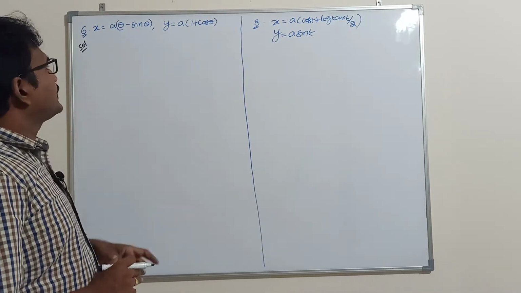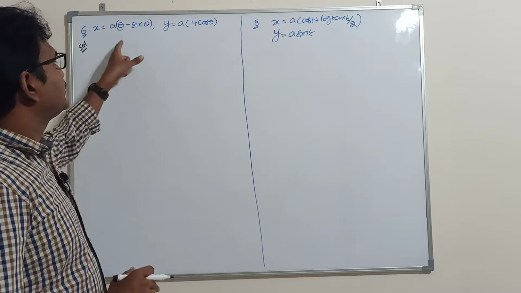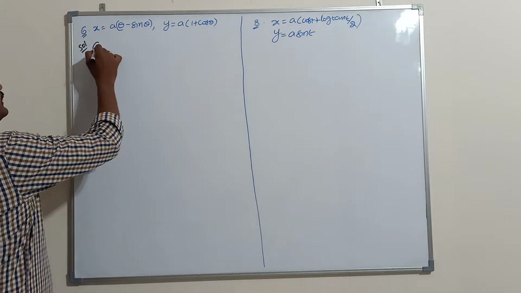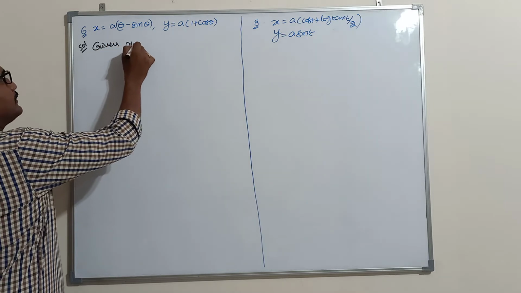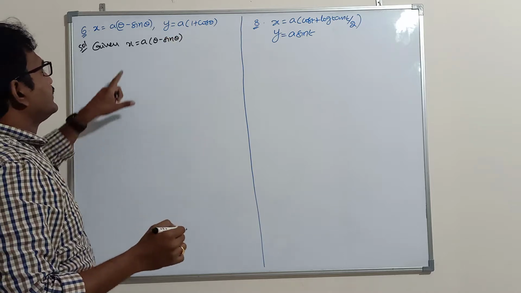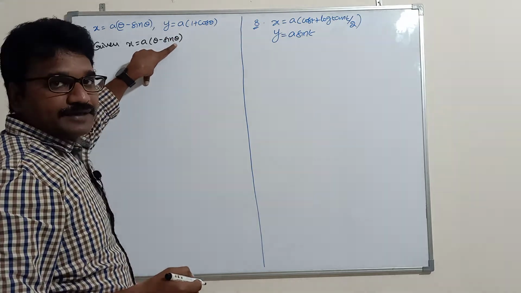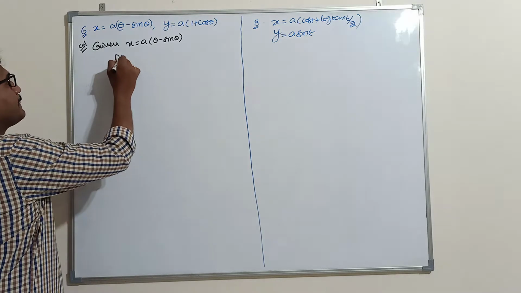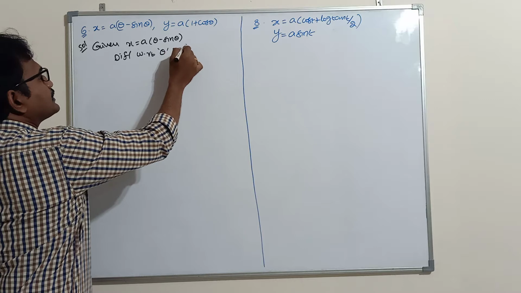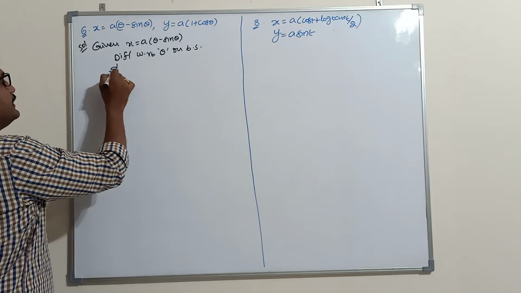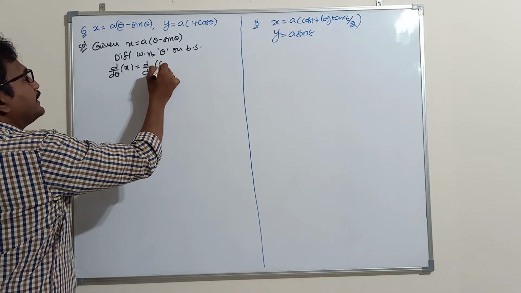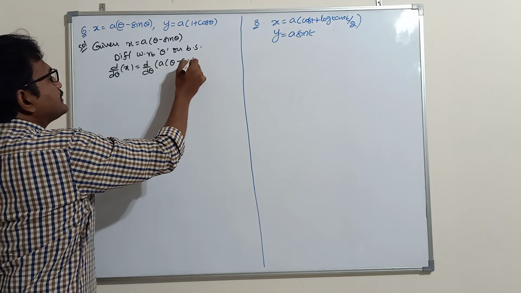Next, the sixth problem: x is equal to a into theta minus sin theta, y is equal to a into 1 plus cos theta. Given x is equal to a into theta minus sin theta. Here the equation x is in the form of parameter theta. So that's why, differentiating with respect to theta on both sides, d by d theta of x is equal to d by d theta of a into theta minus sin theta.